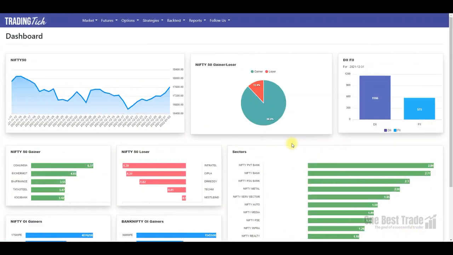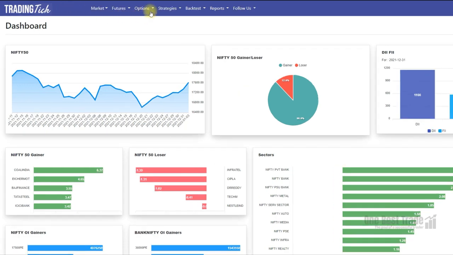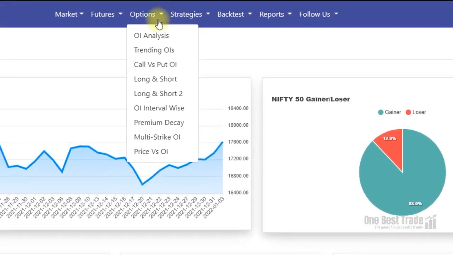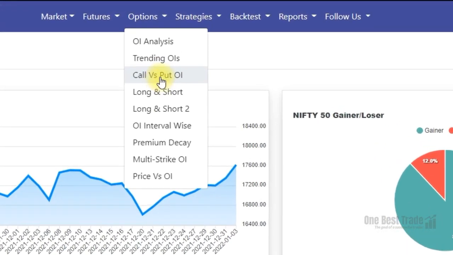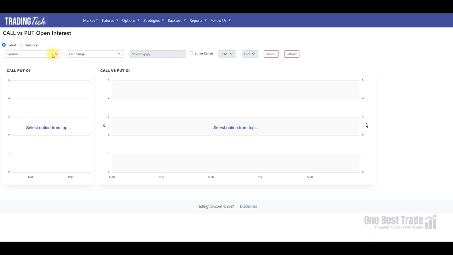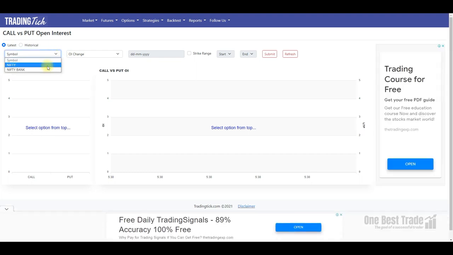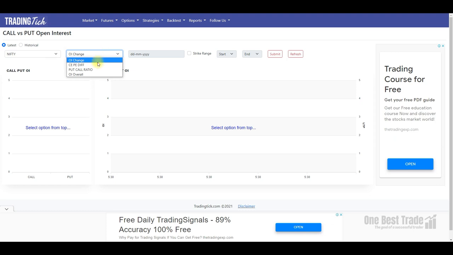Now let's see how you can open this PCR indicator. This PCR indicator is absolutely free on the Trading Tick website. Other option analytics websites are charging for this. All you need to do is go to the options, click call versus put OI, and then select the symbol. If you want Nifty, you select Nifty. If you want Bank Nifty, you can select Bank Nifty. Then select put call ratio and submit.